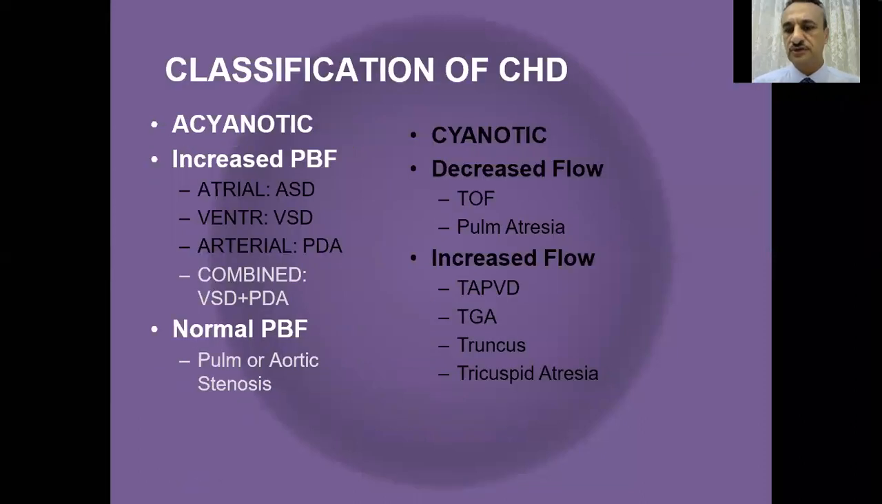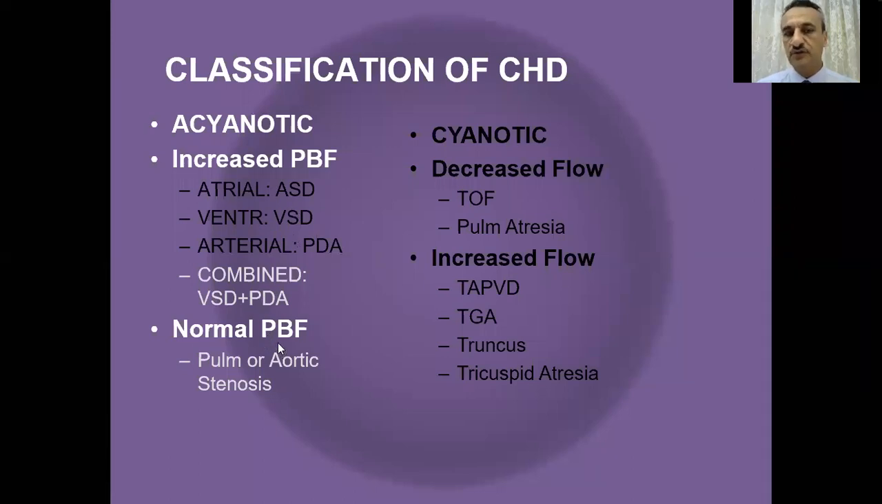Before everything, we should know how to classify. That's in brief, in one slide, because my concentration today is on the cyanotic one. Maybe the next presentation will be on acyanotic congenital heart disease. So we have two kinds of congenital heart defects. The acyanotic ones have no cyanosis, no blue discoloration, by definition. Either you have increased pulmonary blood flow (PBF), meaning the blood flow to the pulmonary system is increased. In that case, you have ASD, VSD and PDA. All three kinds of defects are acyanotic but with increased pulmonary flow, or we may have a combination of those defects.